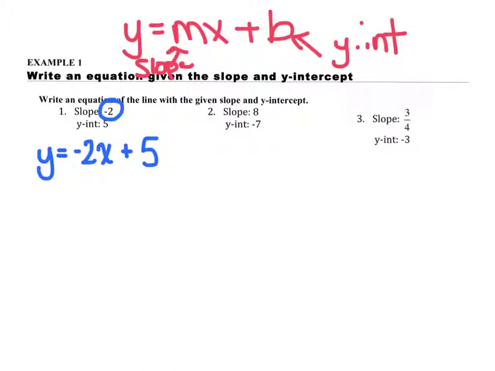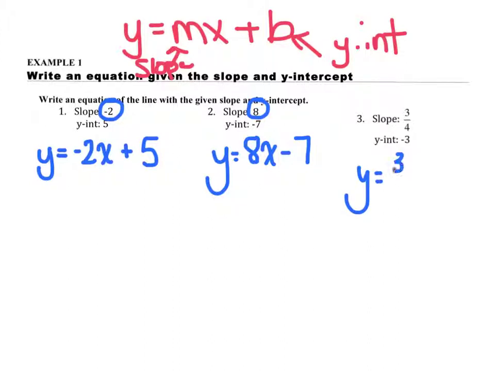In the next example, again, we're going back to y is equal to mx plus b. Y is equal to, I've got a slope of 8, and I've got my x. And now I've got a y-intercept of -7, so I'm going to write down a -7. And for our last example there, y is equal to, well, my slope is 3/4, so I've got my 3/4 x, and then my y-intercept is a -3, so again I'm going to put a -3.